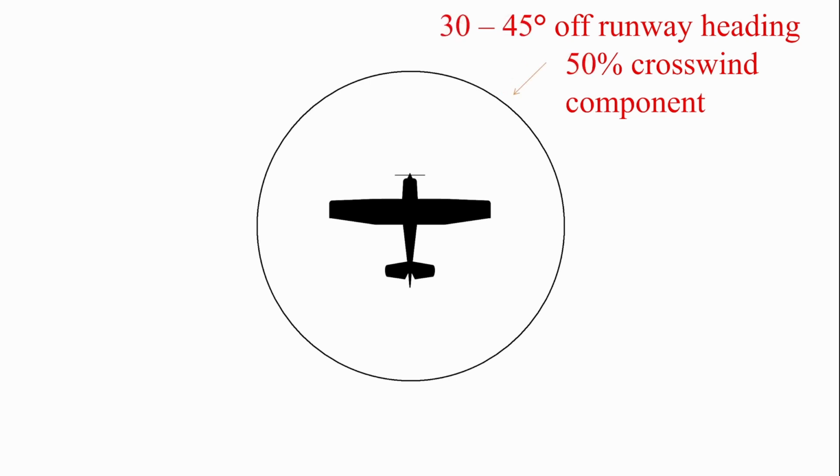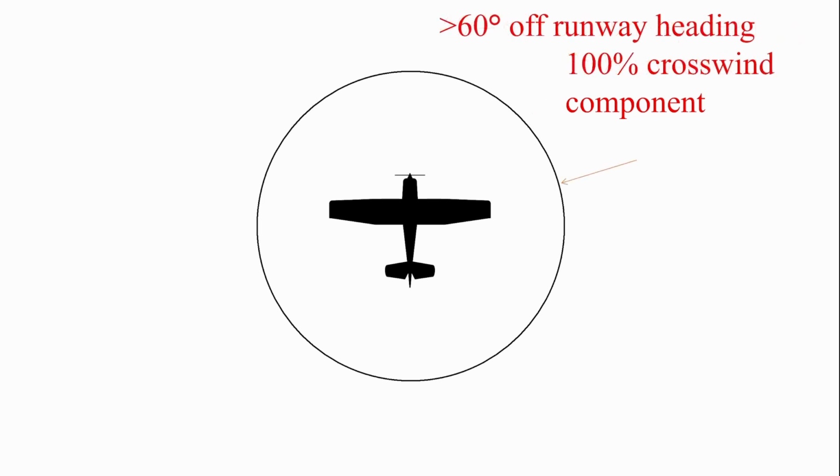If it's between 30 and 45 degrees off the runway heading, that means you're going to get about 50% of the total wind velocity as a crosswind component. If it's between 45 and 60 degrees off the runway heading, that means you're going to get about 75% or about 3/4 of the total wind velocity as your crosswind component. And if the wind is more than 60 degrees off the runway heading, that means that you are pretty much going to get all of that as a crosswind component.